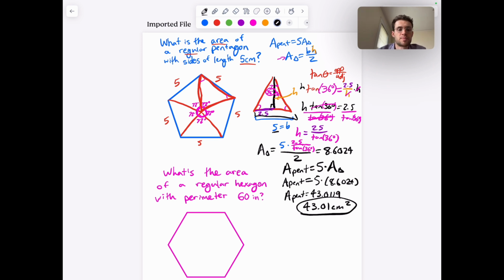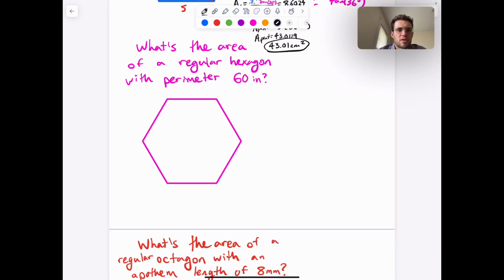All right, for this next one, we're finding the area of a regular hexagon with perimeter of 60 inches.